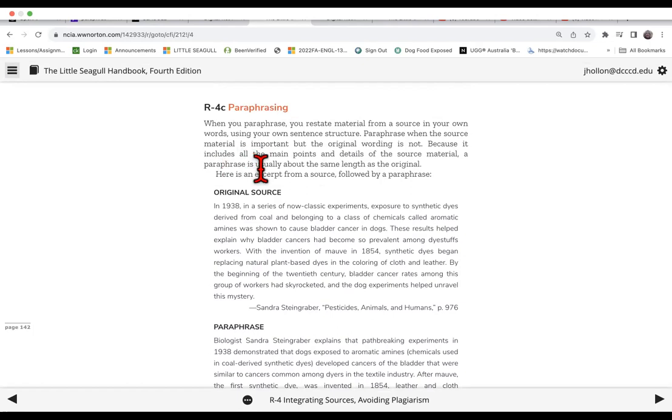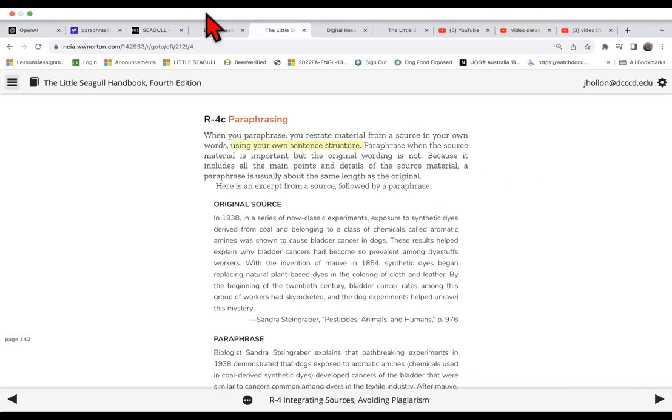So here we go. When you paraphrase, you restate material from a source in your own words, using your own sentence structure. Now, I'm going to do this. You don't want it to look anything like what you're trying to paraphrase. You're going to move the order of the sentence around. Paraphrase when the source material is important, but the original wording is not. Pardon me. Because it includes all the main points and details of the source material.